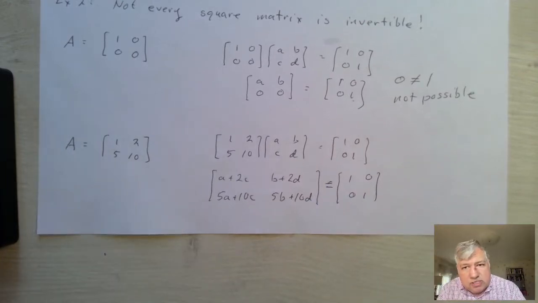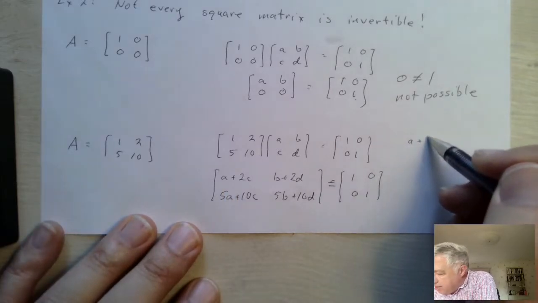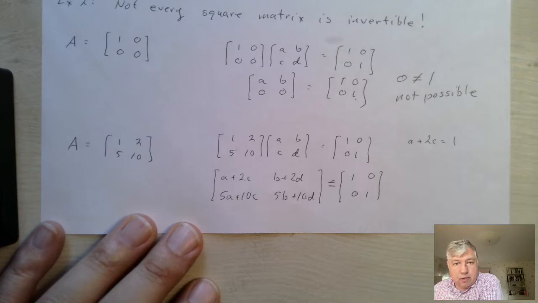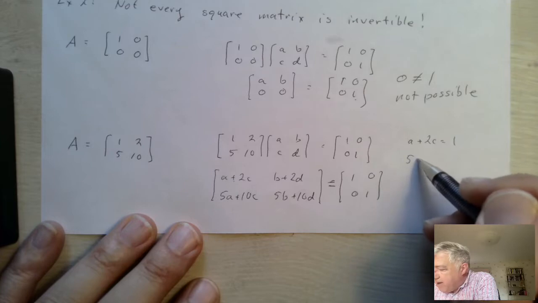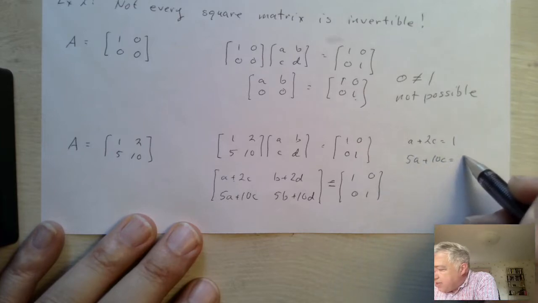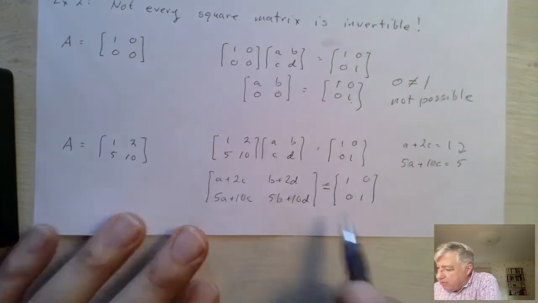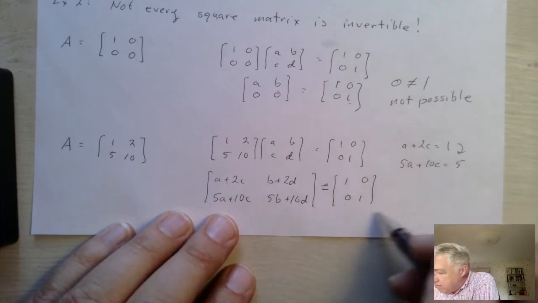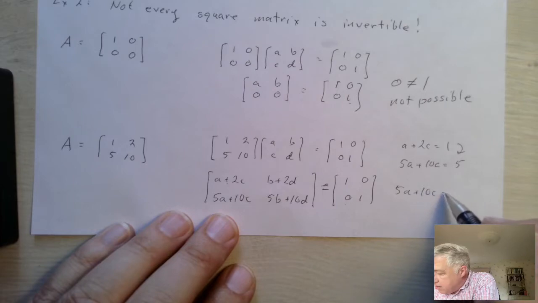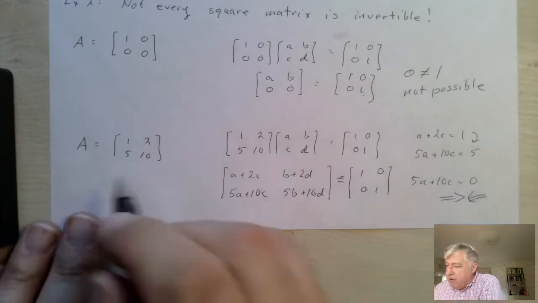All right, now what's the problem in this case? Well, in this case we have that A plus 2C is equal to 1, from this here. So if we multiply this by 5, we should get 5A plus 10C is equal to 5, right? Just by multiplying everything by 5. But this says that 5A plus 10C equals 0. So this can't happen either. 0 is not equal to 5. So once again, this is not possible.